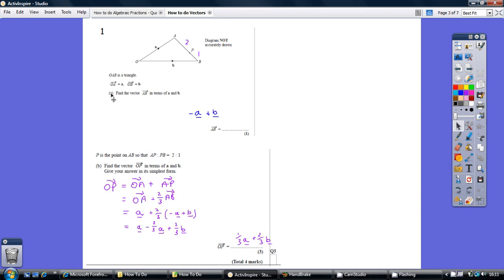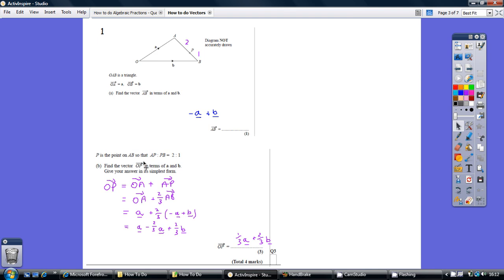Okay, so the vector from A to B, well, you're only allowed to go down, think of these as roads, you're only allowed to go down these little a and little b roads. So we're going down this road the wrong direction and then along here the correct direction to go from A to B. So that's minus a as you're going down the wrong way and then plus b as you go along that road the correct way. That's a classic opening mark.